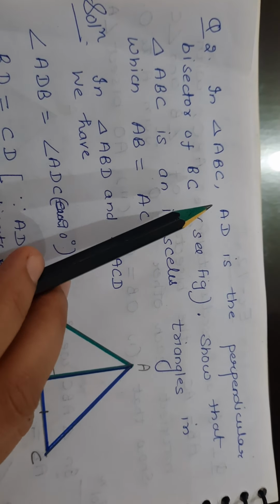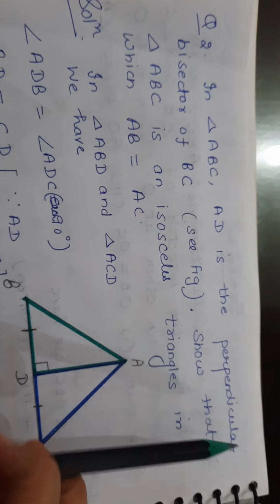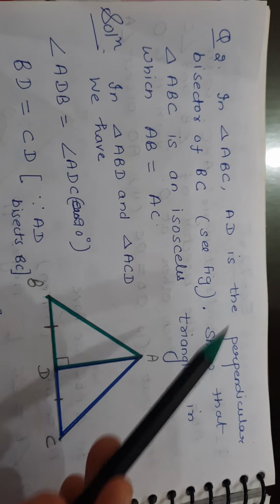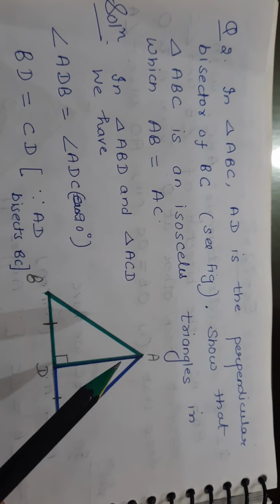Question number 2. In triangle ABC, AD is the perpendicular bisector of BC. See figure. The diagram is given in your NCERT book.